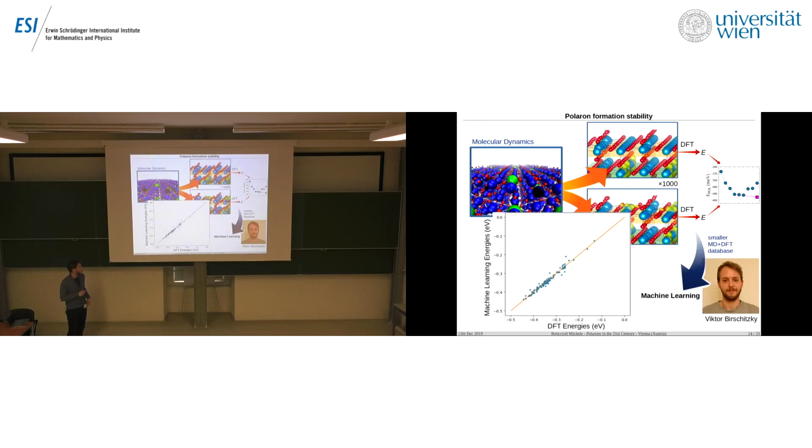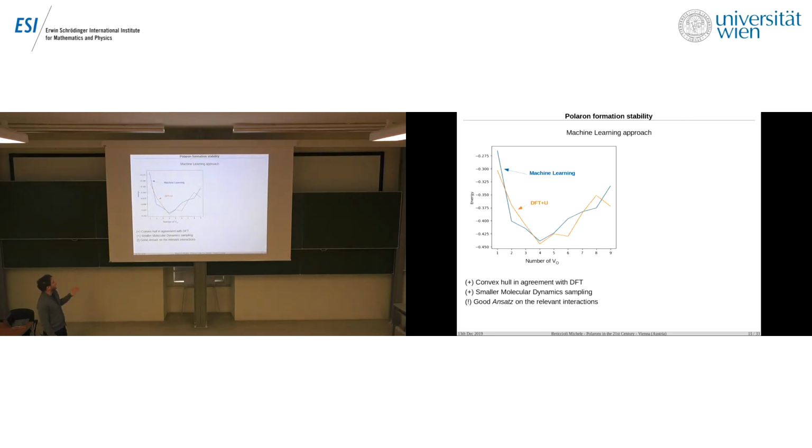And here there is a comparison between the energies obtained by machine learning and the energies obtained by DFT, and they fit quite well. Also, he already calculated the convex hull and compared it with the density functional theory convex hull, and the agreement is pretty good. This is a very fresh result and of course can be improved, but I think it's the good way to go.